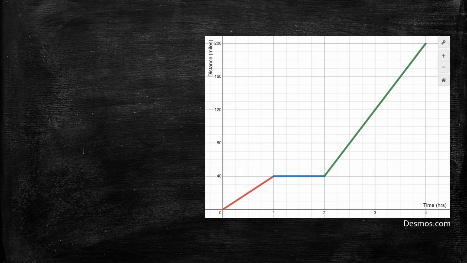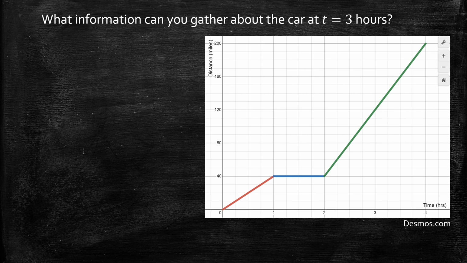So let's take the scenario where we stop at a rest stop. This is a distance-time graph, and the question is what information can you gather about the car at t equals 3 hours? The very obvious piece that you can read right off the graph is that it's 120 miles from home. If you just follow this at t equals 3 hours, you can read off that we're 120 miles from home.